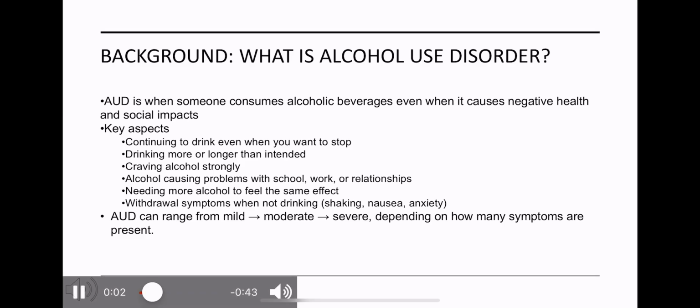So what is alcohol use disorder? Alcohol use disorder, or AUD, is a medical condition where a person struggles to control their drinking even when it causes problems in their life. People with AUD may continue to drink even when they want to stop, or they think about drinking more or longer than they have planned. They might experience strong cravings for alcohol or start having issues at school, work, or in their relationships because of drinking. And over time, their body can become used to alcohol, meaning they need more to feel the same effects, which is often known as tolerance. And if they try to cut back, they might experience uncomfortable withdrawal symptoms like shaking, nausea, or anxiety.